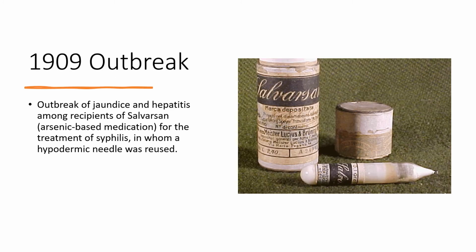In 1909, there was another outbreak of jaundice and hepatitis among recipients of salvarsan, which is an arsenic-based medication used at the time to treat syphilis, and unfortunately the medical personnel kept reusing hypodermic needles among the recipients.